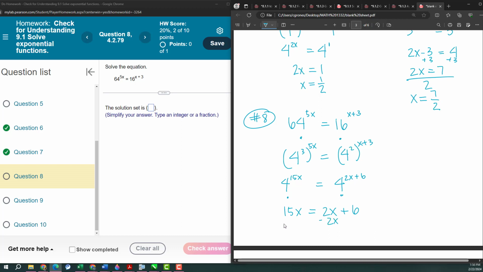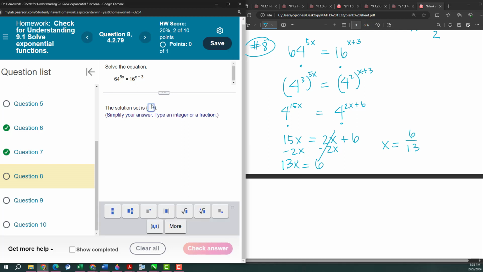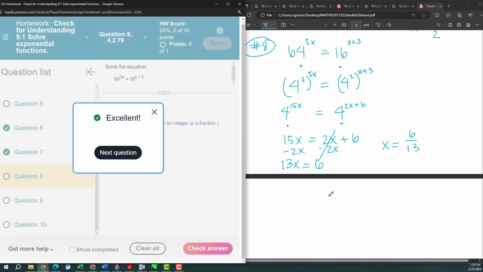I can subtract 2x from both sides, and I get 13x equals 6. I can divide both sides by 13, and I get that x equals 6/13. Alrighty.